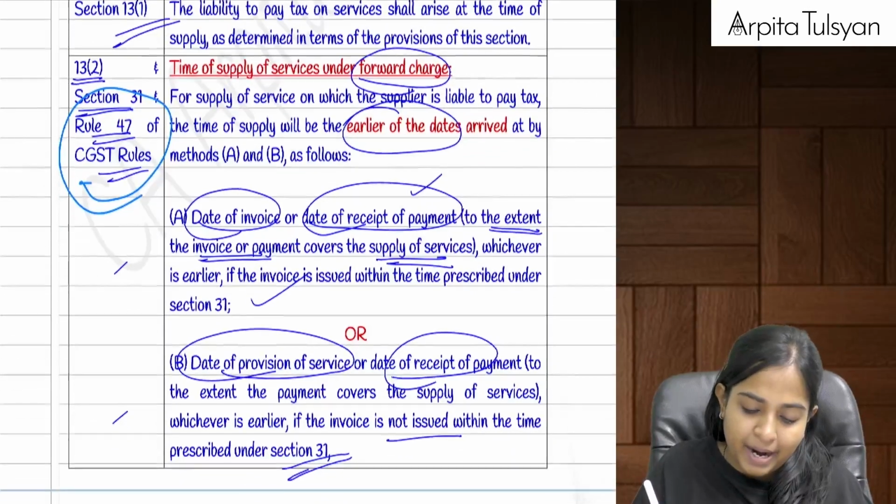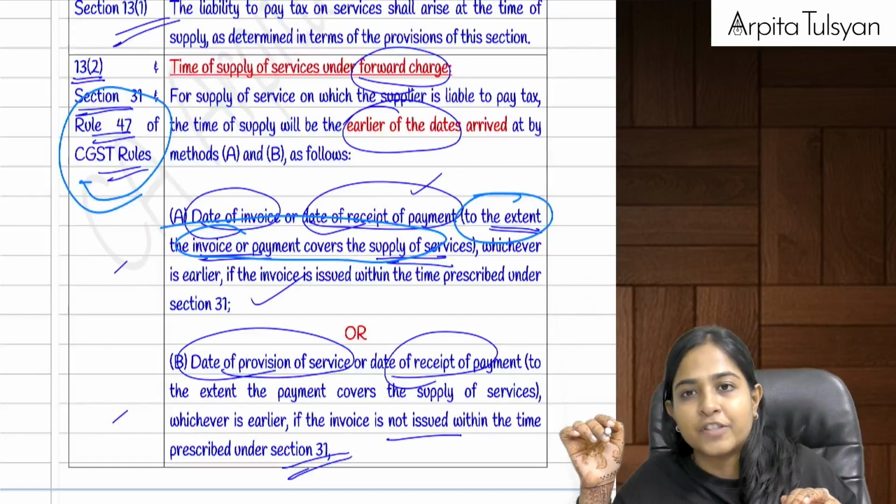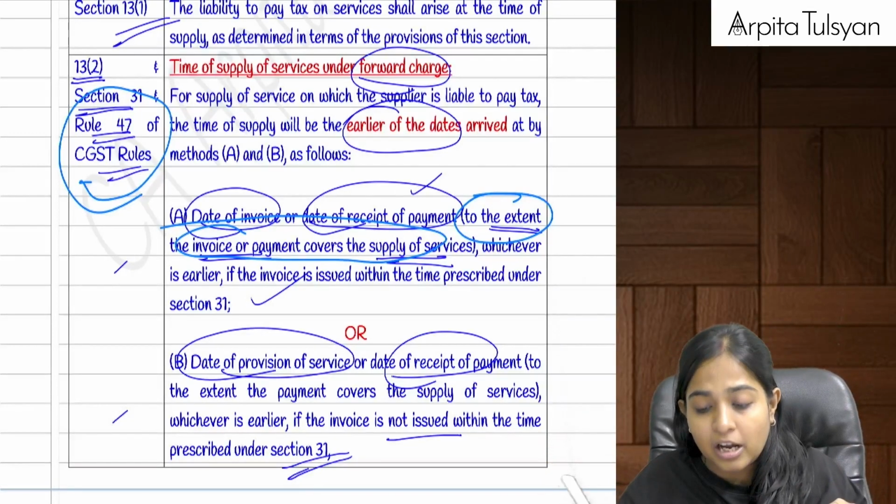Yes, here it is in the bracket. To the extent the invoice or payment covers the supply of services or supply of goods, etc. So what do you mean by that?